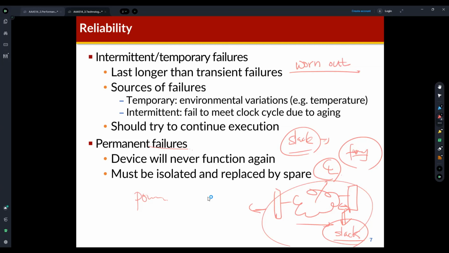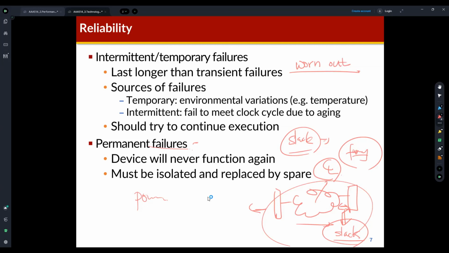So we can categorize these issues as hardware errors, and we can classify them as intermittent failures and permanent failures. Permanent failures are permanent errors. The circuits are worn out, and we cannot fix this error. This is called permanent failures. And then sometimes the errors can be influenced by temperature and some other issues.